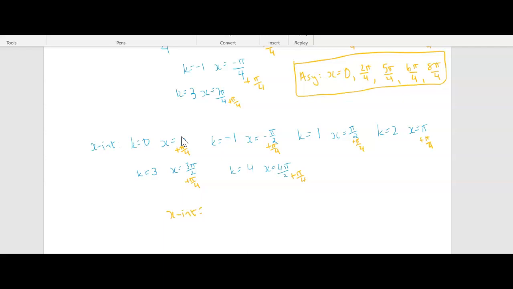I'm going to start with k equals -1, so we can just write our x-intercepts in order. Negative pi on 2 plus pi on 4, that's -pi on 4, so that's not going to be in our domain, so I'm just going to cross that one out. Then for k equals 0, x equals 0 plus pi on 4, so pi on 4 is going to be our first one. Then when k equals 1, we've got 2 pi on 4 plus pi on 4, so 3 pi on 4. And then for k equals 2, we've got 5 pi.